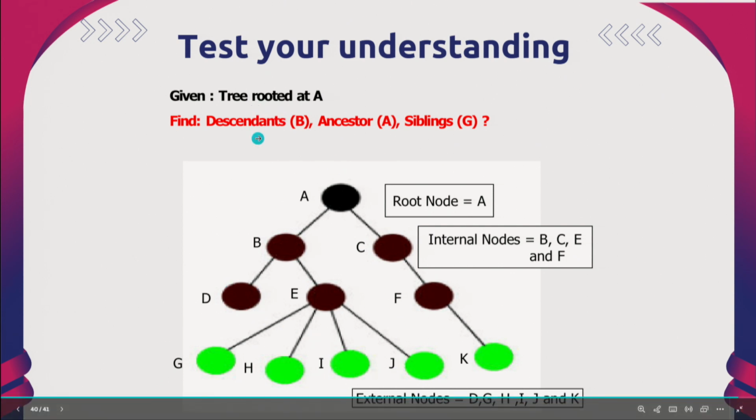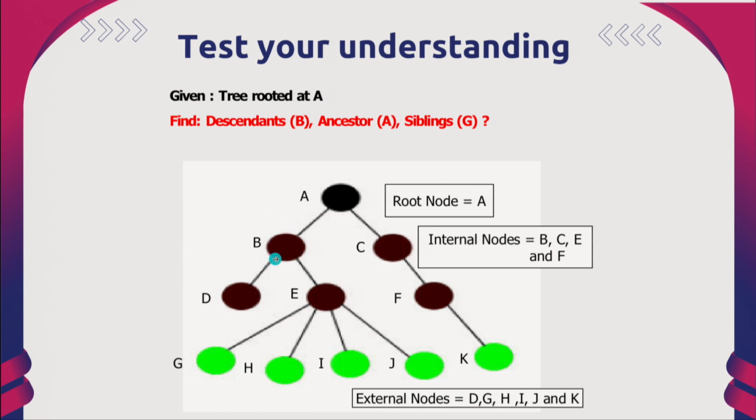Now, the question is, what are the descendants of B? Look at B: all these nodes have originated from B. So, D, E, G, H, I, J, K, all of them can be called descendants of B. And what is the ancestor of A? Ancestor is actually the parent of A. So, both ancestor and predecessor mean the same. You know very well, for a root node we can't have any ancestor, so it should be null.